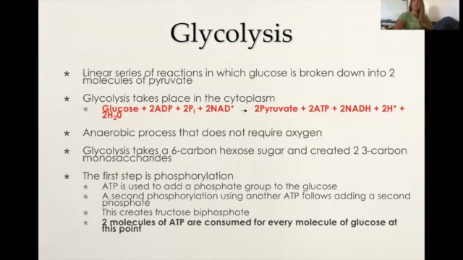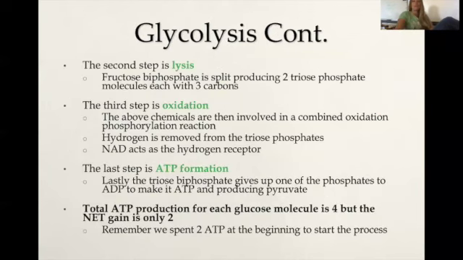2 molecules of ATP are consumed for every molecule of glucose at this point, but you are generating 4 molecules of ATP, so you actually get to take home or use 2. The first step in glycolysis is lysis. Lysis means to cut. So fructose biphosphate is split, producing 2 triose phosphate molecules, each with 3 carbons.